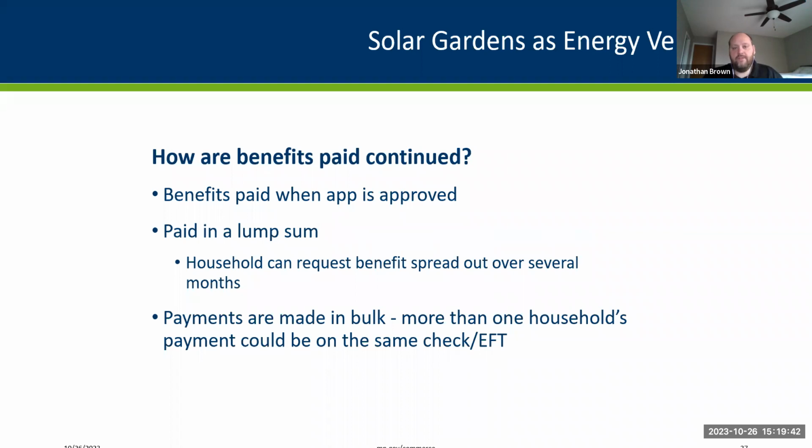Benefits are paid out when an app is approved. Again, it's not a crisis eligible program, so it's only that primary grant. We do pay it in a lump sum. So if they say, I want 100% of my benefit to go to my solar garden, whatever they get, it's $1,000, whatever their grant would be. They can elect to have it spread out over several months, although that's not by default. They would have to indicate that to their service provider in that case.